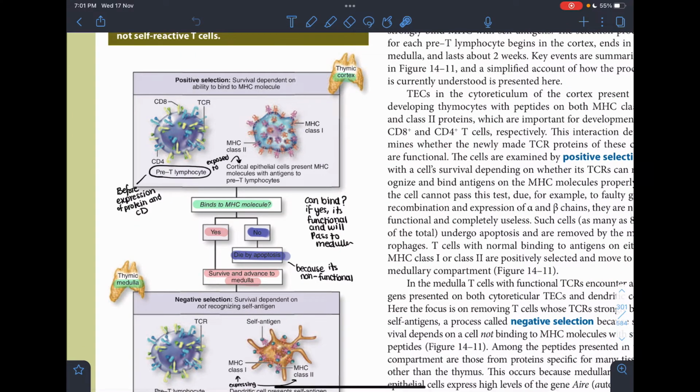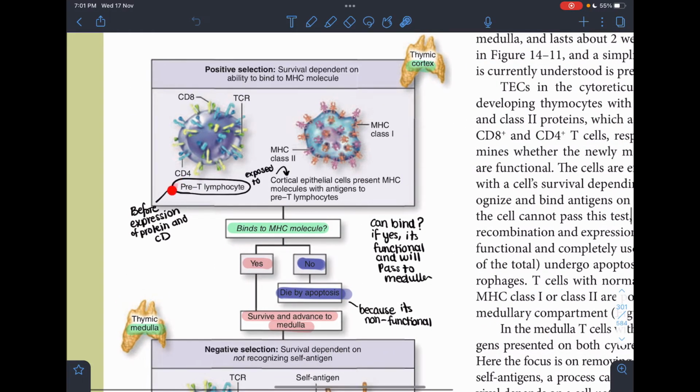So أول شيء بدنا نحكي عن Thymic Cortex, the positive selection which takes place in the Thymic Cortex, وهذا بصير pre-T lymphocytes before the expression of protein and CD هو cluster of differentiation اللي حكينا عنه بالمحاضرة اللي فاتت. And هدول pre-T lymphocytes, if they bind to MHC molecules, then they go to the next stage, which is the negative selection. If they don't, they're gonna die by apoptosis because they're gonna be deemed as non-functional lymphocytes.